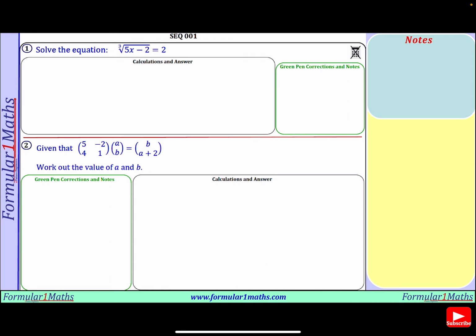This is sample examination question 001 for the AQA Further Maths course. We've got 3 questions to answer.